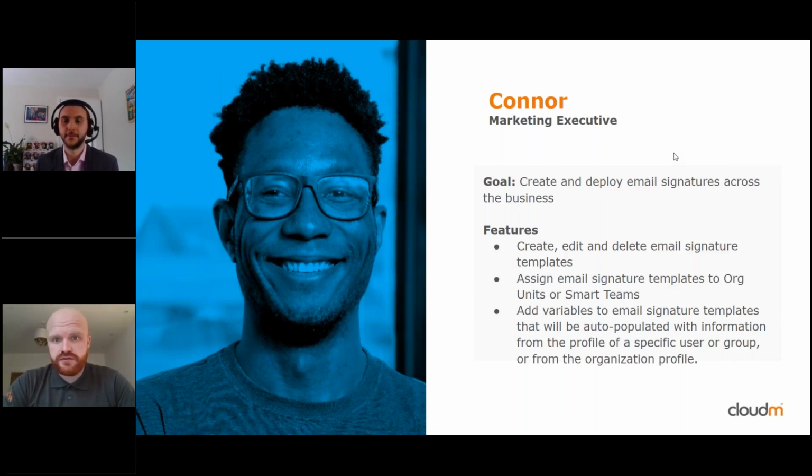So with this second role, we're going to be able to create, edit, and delete email signature templates. We're going to be able to assign email signature templates to organizational units or smart teams. As well as that, we're going to be able to add variables to email signature templates that will be auto-populated with information from the profile of a specific user or group. So that basically means we're going to be able to set specific email signatures across specific departments, whether it's an organizational unit or a smart team that we've set up via CloudM.